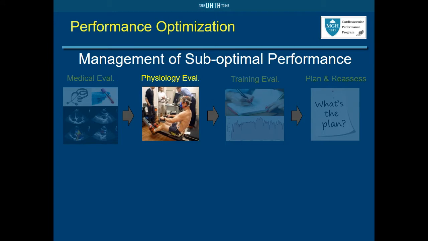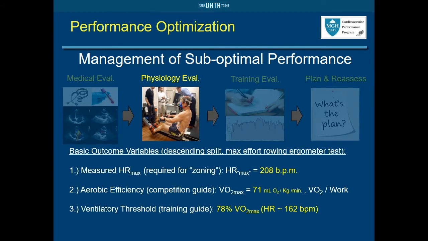So let's look at MK's physiology performance. He has a measured heart rate max of 208 beats per minute. Again, if we use 220 minus his age, we'd be somewhere down around the low 190s. And so if you're gauging heart rate as a function of predicted max, you have to measure it.